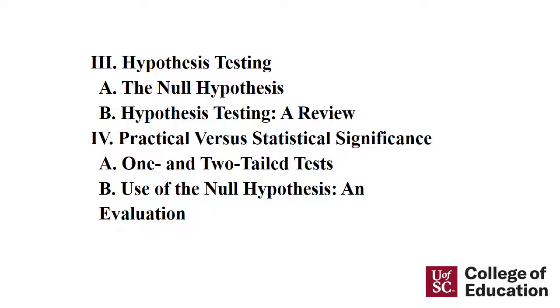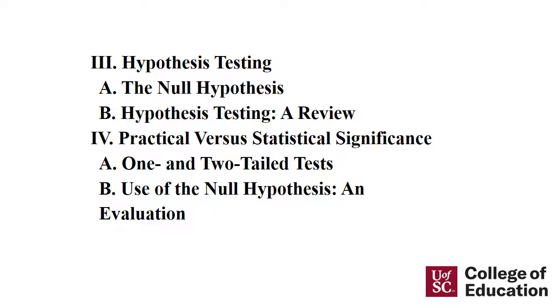Three, determine the sample statistics pertinent to the hypothesis, e.g., the mean of sample A and the mean of sample B. Four, determine the probability of obtaining the sample results, i.e., the difference between the mean of sample A and the mean of sample B, if the null hypothesis is true. Five, if the probability is small, reject the null hypothesis, thus affirming the research hypothesis. Six, if the probability is large, do not reject the null hypothesis, which means one cannot affirm the research hypothesis.